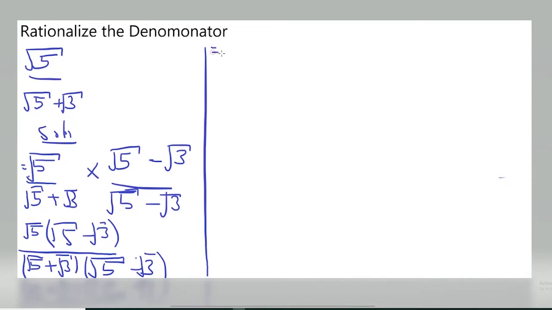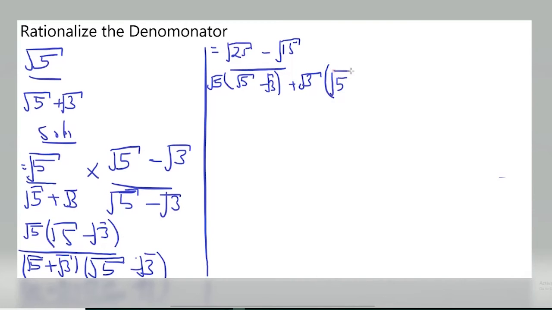Now this will be equal to root 5 times root 5, which is root 25, minus root 5 times root 3, which is root 15, over, then root 5 times root 5 minus root 3, then plus root 3 multiplied by the whole thing, which is root 5 minus root 3.